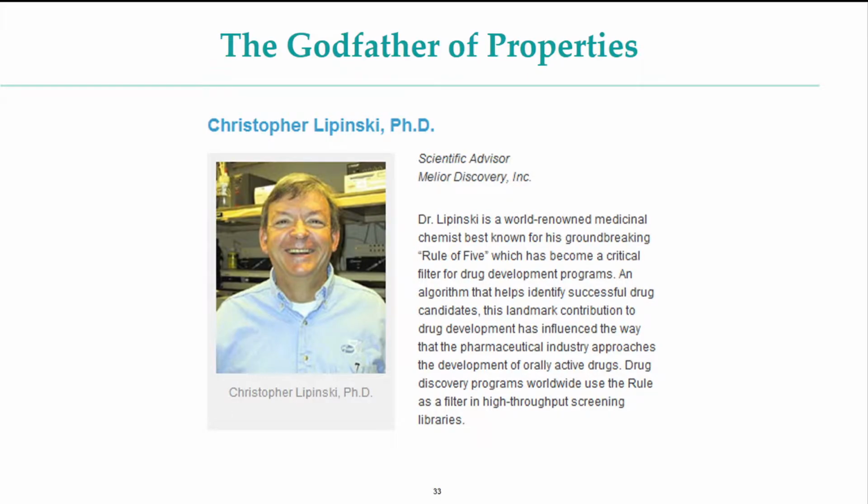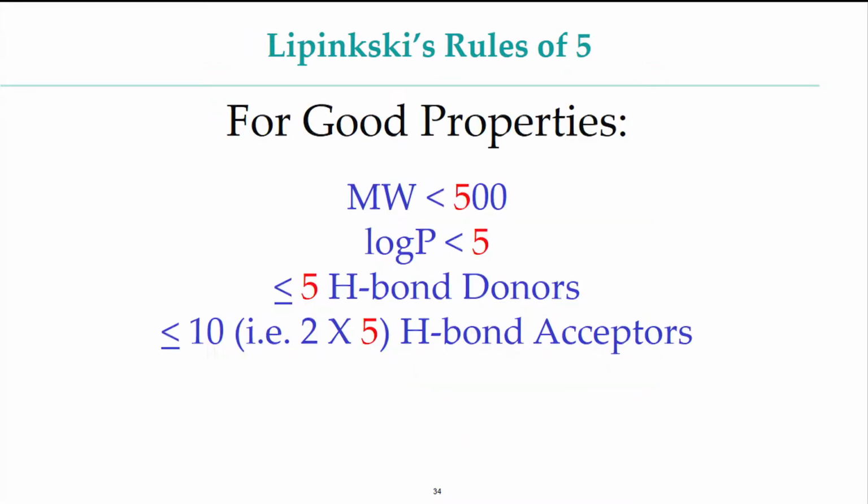I think probably lots of you have heard of Chris Lipinski. He's a famous guy. He's probably the most famous medicinal chemist there is. And he came up with something called the Rule of 5. The Rule of 5 is a way to predict good properties for oral bioavailability, okay? What you want is to have a molecular weight of less than 500, so that's sort of average drug size and down. That is not too large.